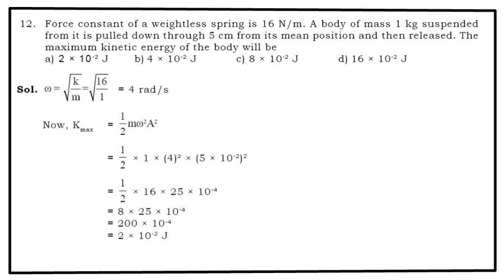You know, omega is equal to square root of k by m. K is known to you, 16, m is 1, so it becomes 4 radians per second. Now K max is equal to half m omega square a square. Put all the values of k, omega and a. You get K max is equal to 2 into 10 raised to minus 2 joules. Option A is the correct answer.